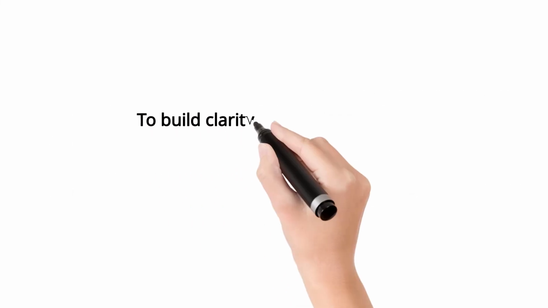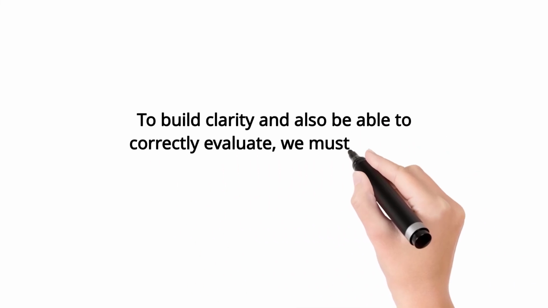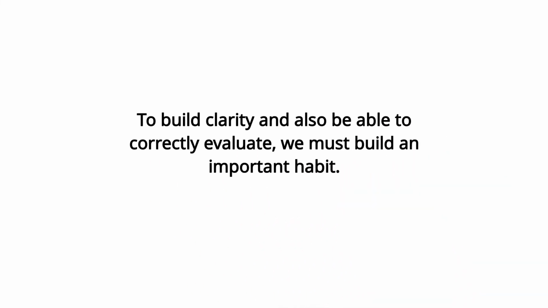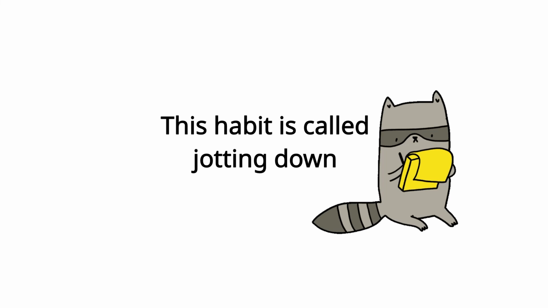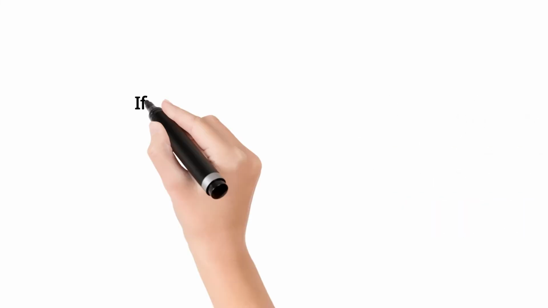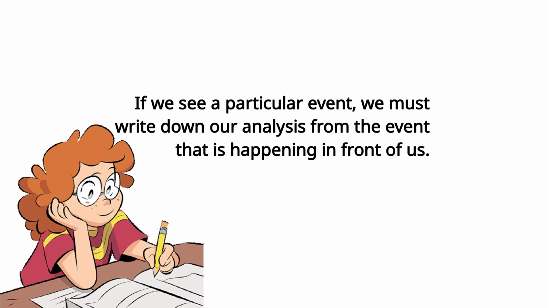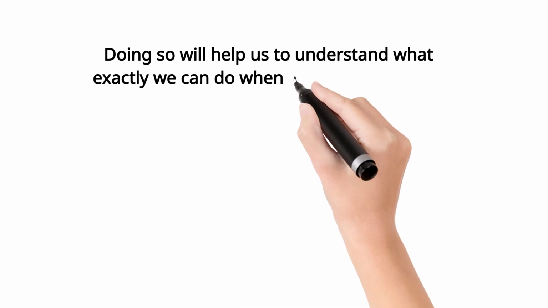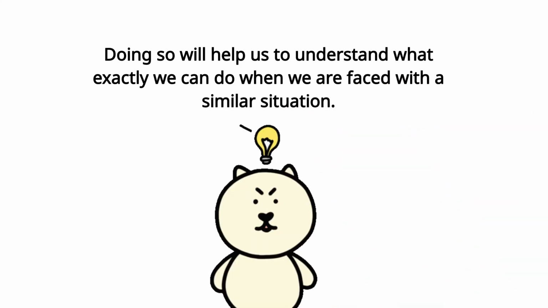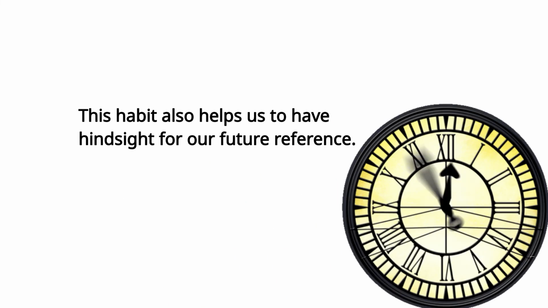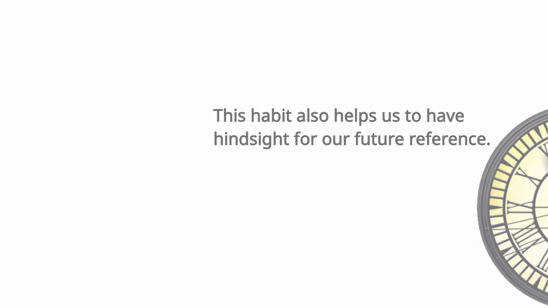To build clarity and also be able to correctly evaluate, we must build an important habit. This habit is called jotting down. If we see a particular event, we must write down our analysis of the event that is happening in front of us. Doing so will help us to understand what exactly we can do when we are faced with a similar situation. This habit also helps us to have hindsight for our future reference.